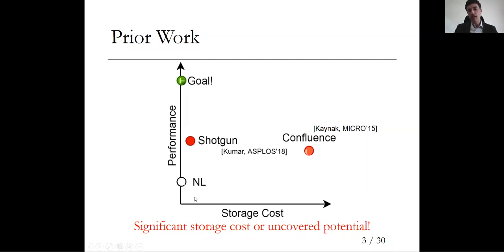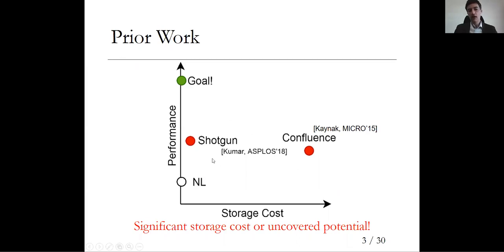The simplest form of instruction prefetcher is a next-line prefetcher. We already have a next-line prefetcher in almost any commercial processor today. A next-line prefetcher has very low storage overhead, but at the same time, it doesn't provide significant performance benefits. There are more advanced prefetchers that can give us more performance. Two of the state-of-the-art instruction prefetchers are Confluence and Shotgun. Confluence was proposed in 2015. This prefetcher requires significant storage, but offers relatively good performance.